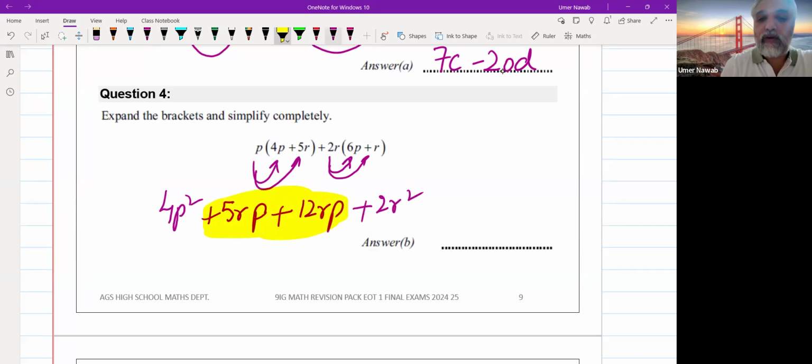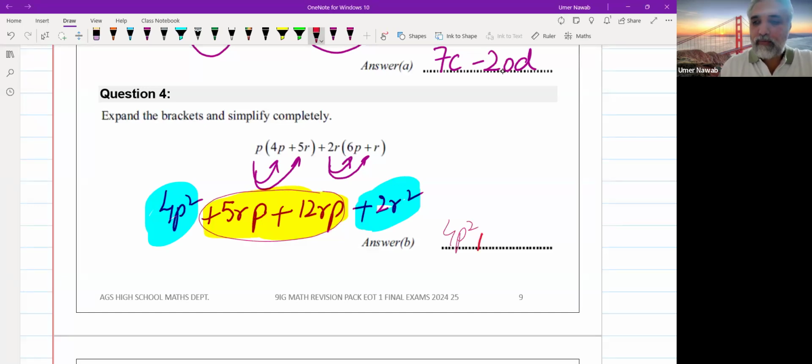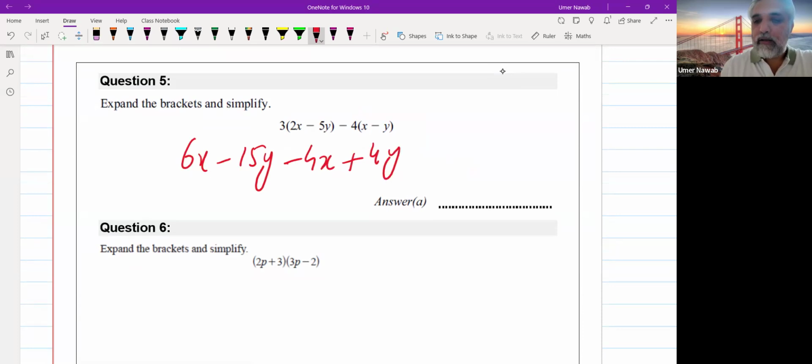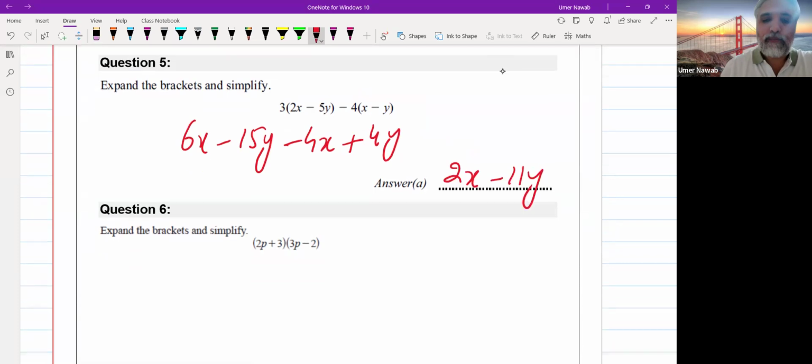And then we can simplify it further. However, 4p squared and 2r squared, they are the unlike terms. I'm going to copy them as it is. But this one will give you 17rp, and 2r squared as it is. Next, I expand the brackets, guys, again. So 6x minus 15y minus 4x plus 4y. So after simplification, I'll get 2x minus 11y.